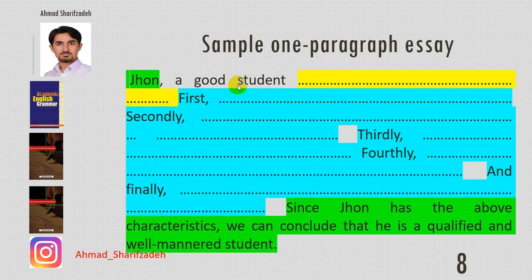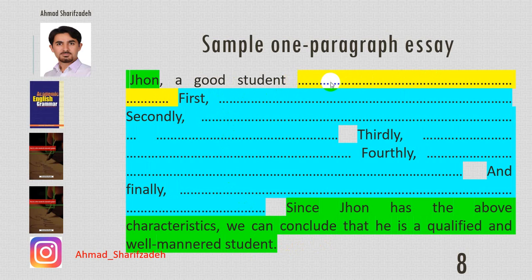And if you want to write this first sentence here, based on the subject and predicate, I mean the issue, you should make a sentence. And if you want to make that sentence, you should look at the last sentence to see what is claimed here. It says that since John has the above characteristics, we can conclude that he is a qualified and well-mannered student. Then he is a good student. Okay, if he is a good student, you can write that John is a good student very simply.